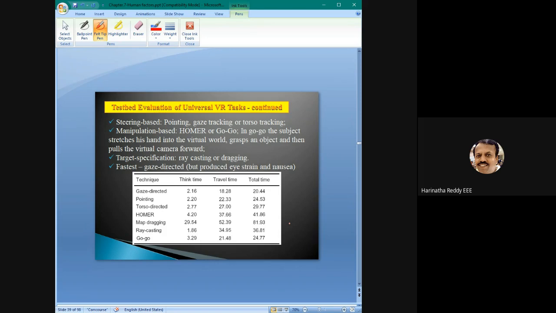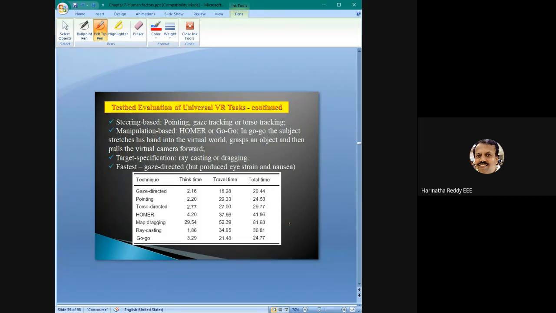The same way here, the go-go concept involves stretching the hand into the virtual world, then grasping that object and then pulling the virtual camera forward. That is what the go-go concept is, which is nothing but manipulation based. Whereas in the case of target specification, the raycasting or dragging concept is used.